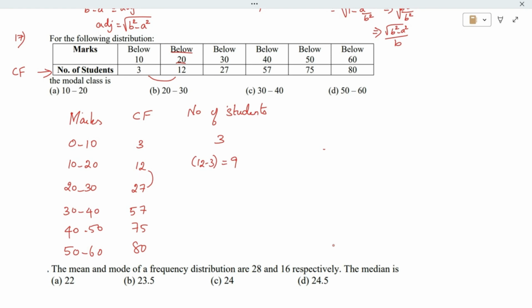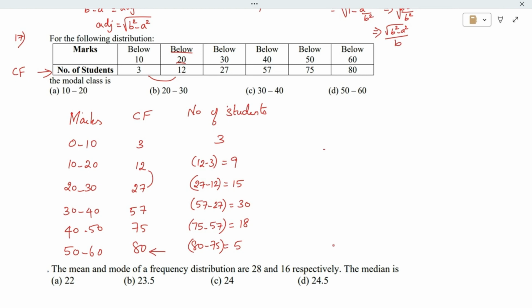So now again I am subtracting 27 minus 12 to find the number of students in the class interval 20 to 30. So 27 minus 12 is going to be 15. Now 57 minus 27 is going to be 30, isn't it? So 75 minus 57, that is equal to 18, and 80 minus 75 is equal to 5. Remember, when you add all this, you should get the value 80.